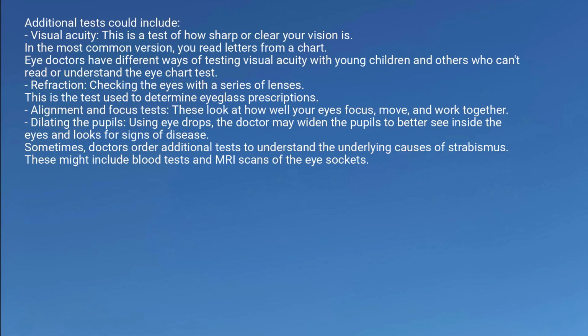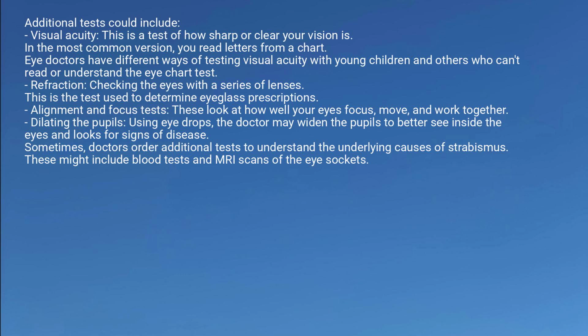Additional tests could include visual acuity. This is a test of how sharp or clear your vision is. In the most common version, you read letters from a chart. Eye doctors have different ways of testing visual acuity with young children and others who can't read or understand the eye chart test. Refraction. Checking the eyes with a series of lenses.